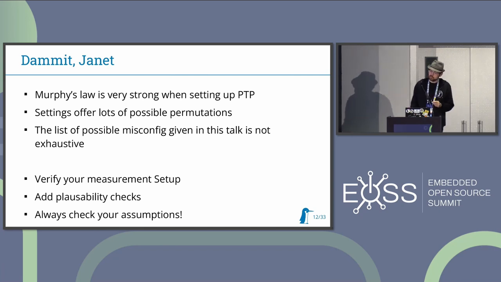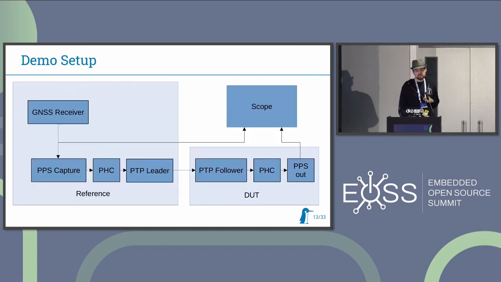And of course, always check your assumptions, right? So we have a GNSS receiver, that's a u-blox, whatever GPS receiver, and we feed the pulse per second and the absolute time of day into the PPS capture.